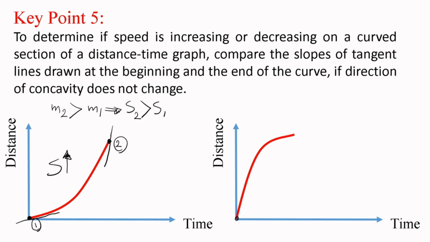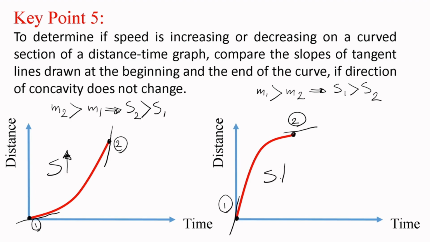This is the initial point and this is the ending point of this part. I'm going to draw two tangent lines. I'm going to call this one 2 and this is 1. Which one has higher slope? As you definitely can see, M1 is greater than M2. So I can realize that S1 is greater than S2. What does it mean? It means when we are passing this route, the speed is decreasing. This is the first method that you can apply.